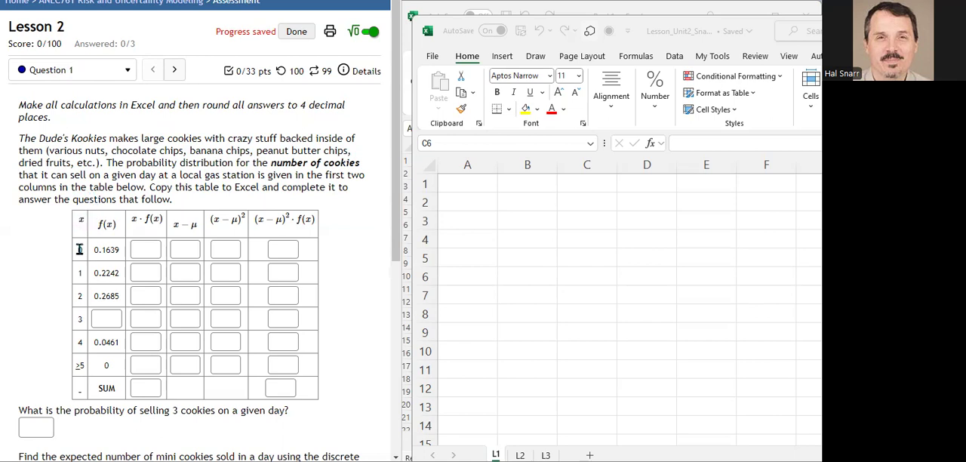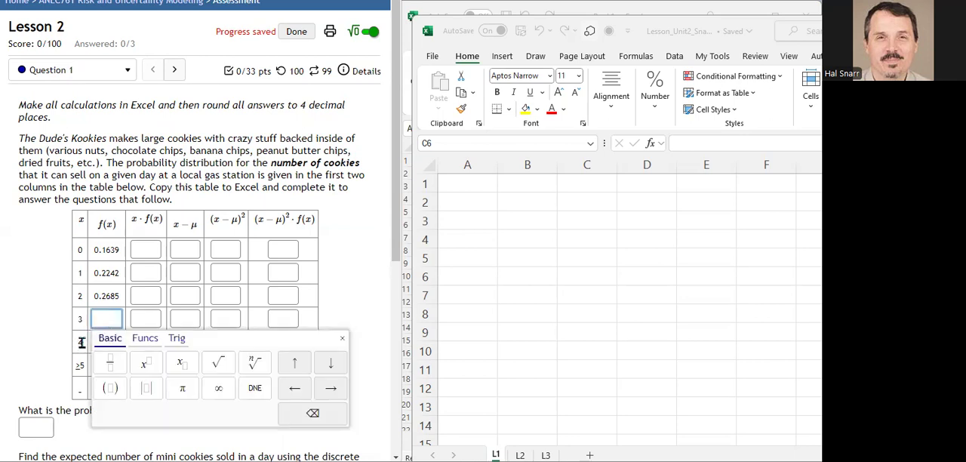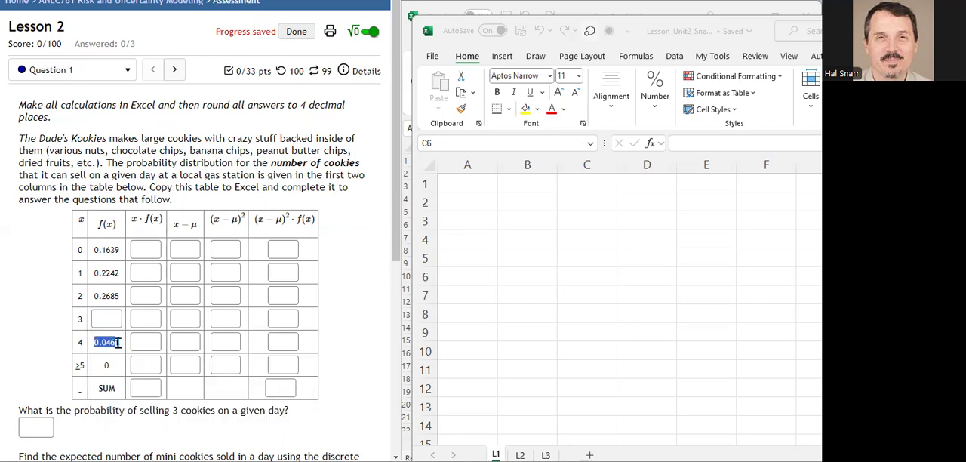So this right here is the number of cookies sold, and that's the probability. This is the number of cookies sold, and that's the probability of one cookie being sold. And then two cookies being sold has a probability of 0.2685. Three cookies being sold, we have to calculate that. Four cookies being sold is that probability. And then the probability of selling 5 or more is 0. So what we want to do is copy this table along with a letter outside the table to Excel.